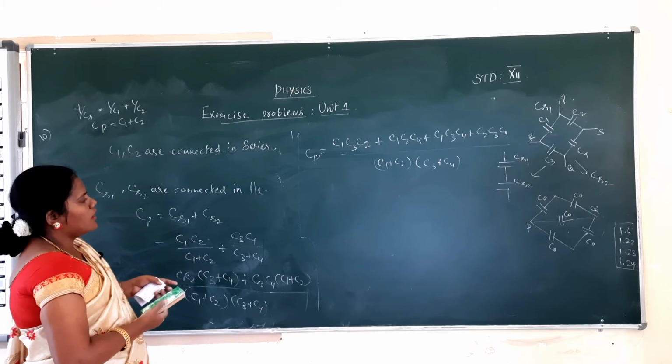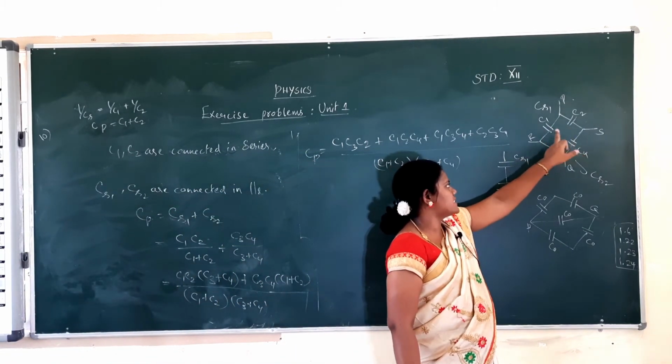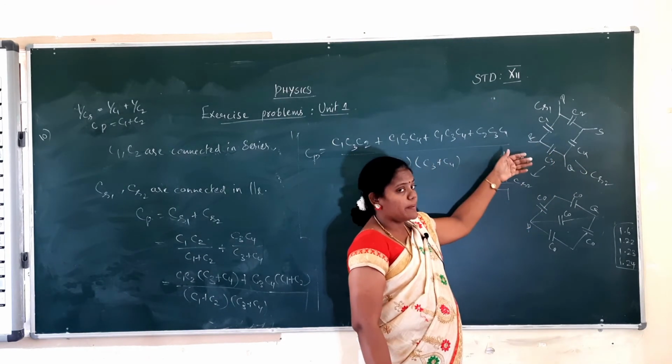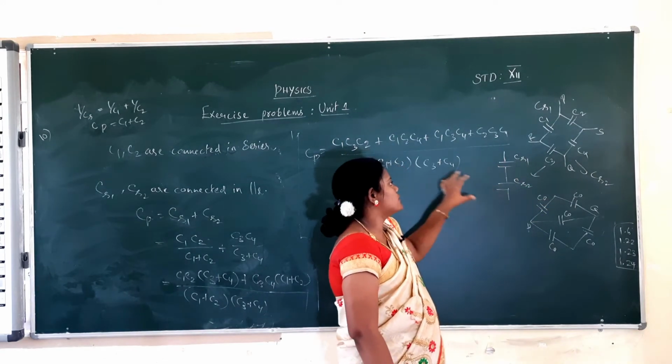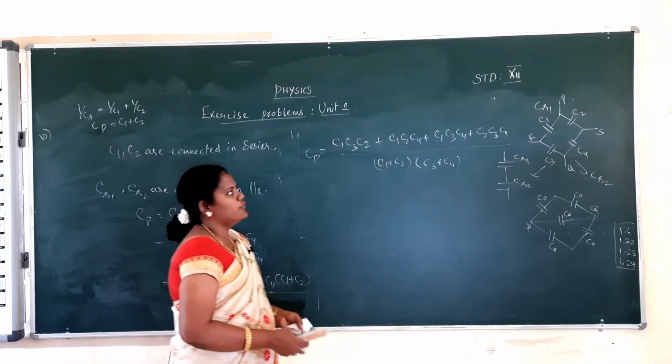So how did you calculate this? You have to consider that two capacitors are connected in series, and the other two capacitors are connected in series. The effective capacitance for the first two and the effective capacitance for the second two will be connected in parallel. So automatically you can find the answer. Okay, then go for the fifth one.